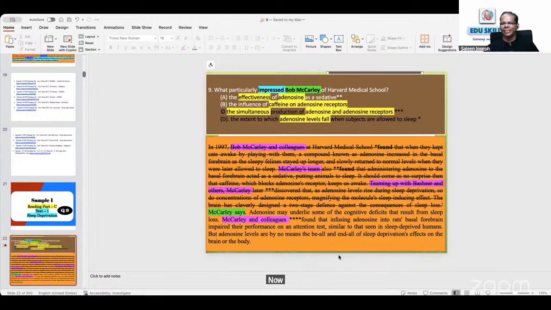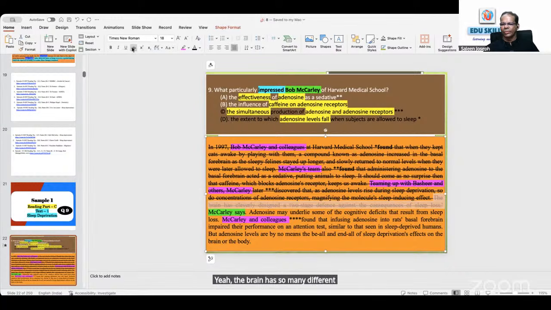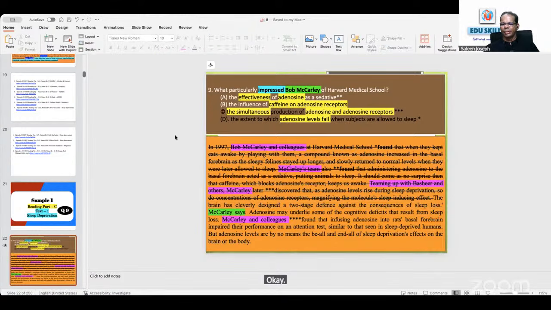Now, what is the answer? Where can you find it? McCarley, and underline some of the text from sleep loss. McCarley and colleagues. The brain has cleverly designed a two-stage defense against consequences of sleep loss, says McCarley. I highlighted it. What comes before that is the name, what McCarley says.